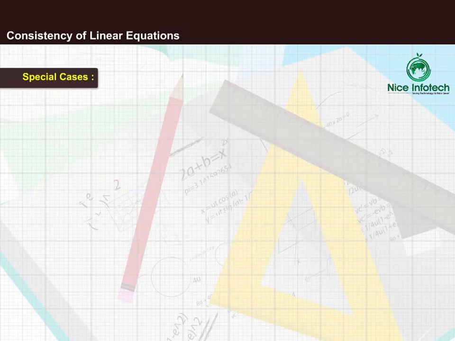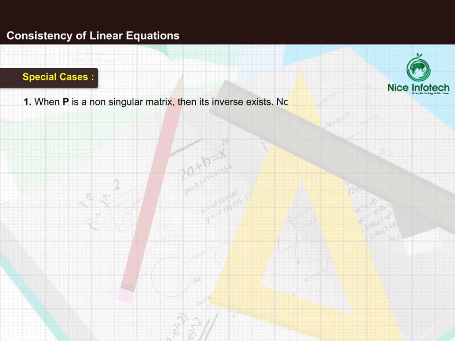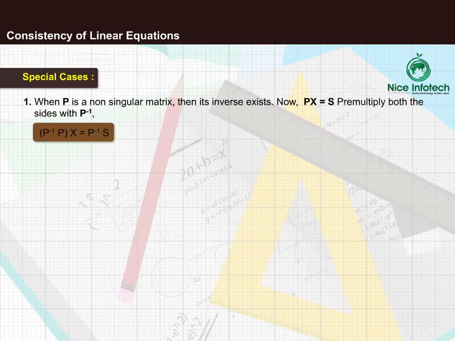Special cases. First, when P is a non-singular matrix, then its inverse exists. Now PX equals S. Pre-multiply both sides with P inverse. P inverse P X equals P inverse S. This implies X equals P inverse S.